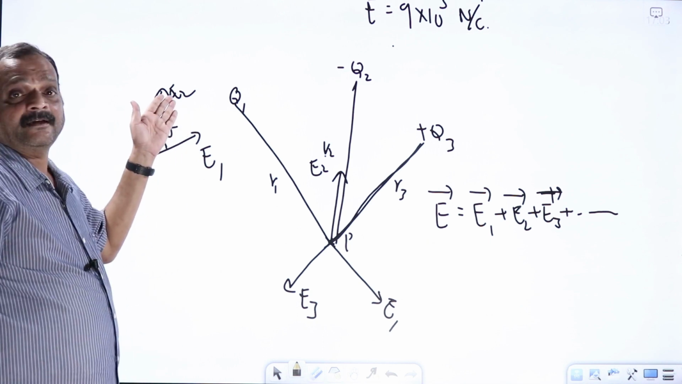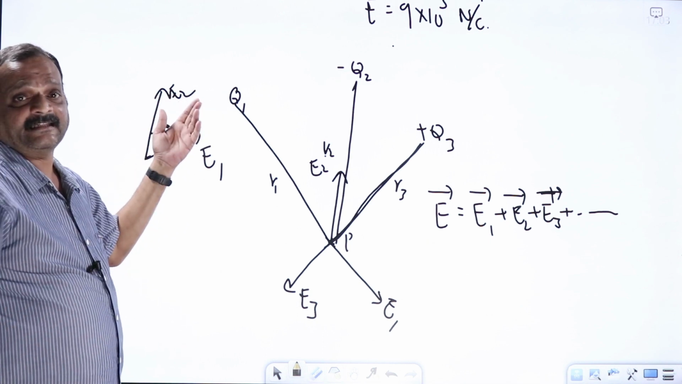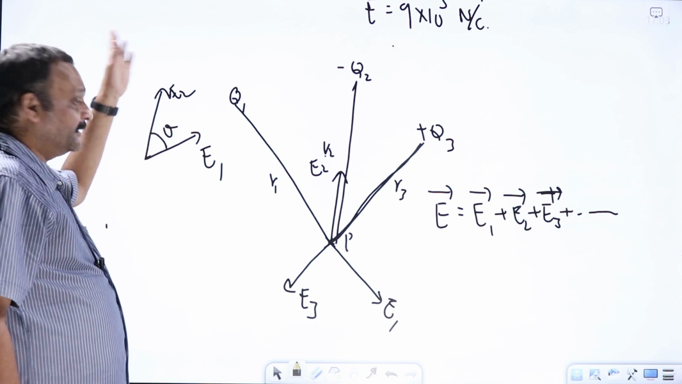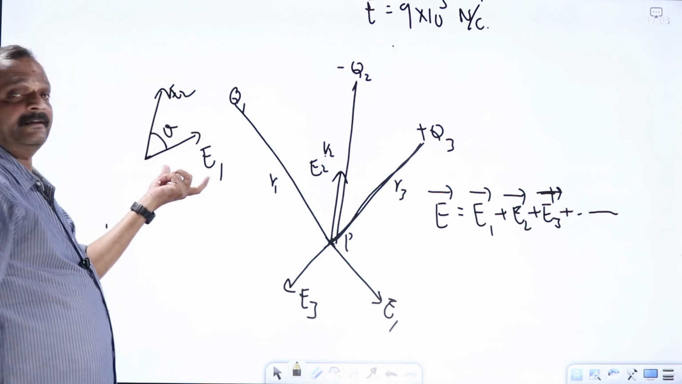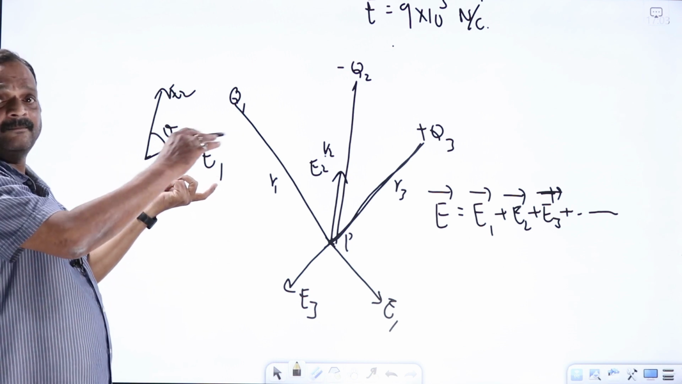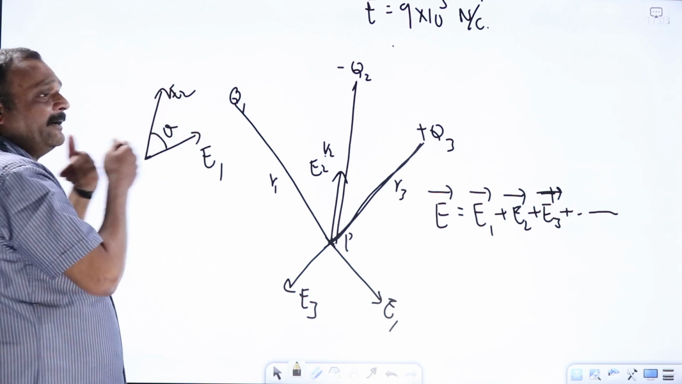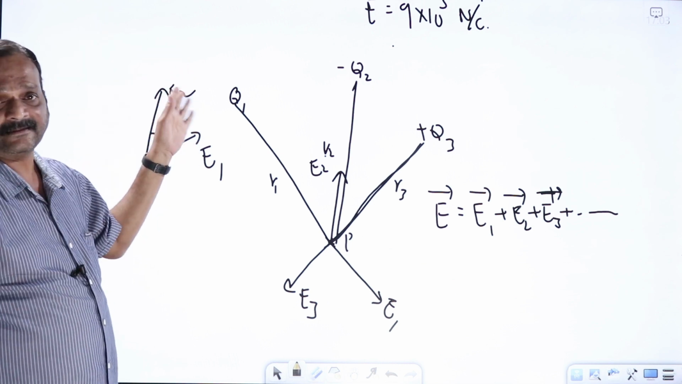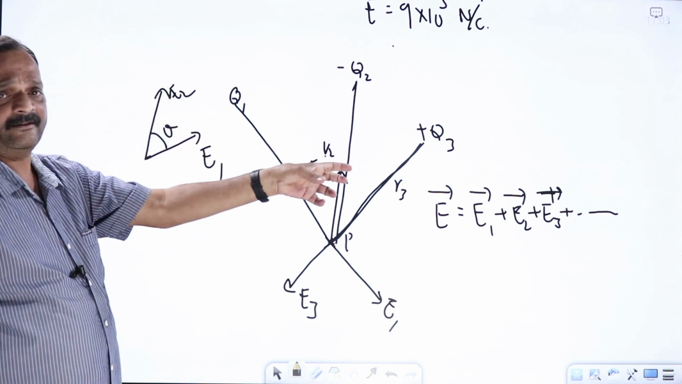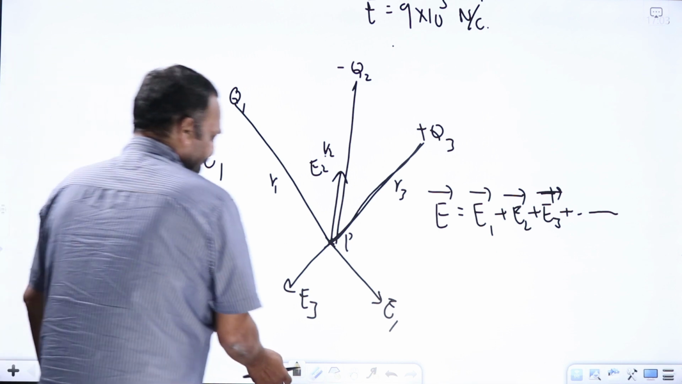If there are more than 2, say 4 or 5 different charges, different electric fields are produced. What is the resultant electric field? It is better to resolve everything into components, E1 into X component, Y component, like that. Add all X components, add all Y components, then find the resultant. Depending on the problem we can find it out. Now we'll see one example here.